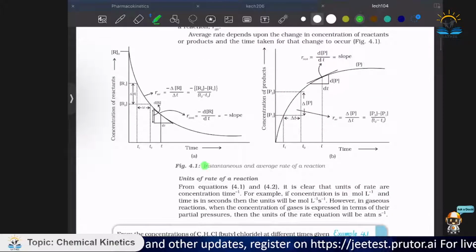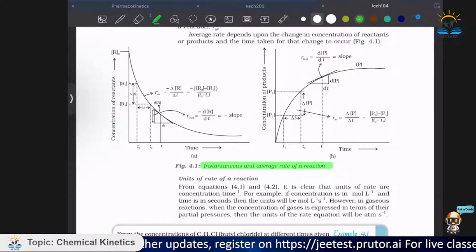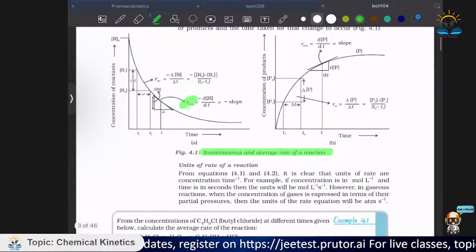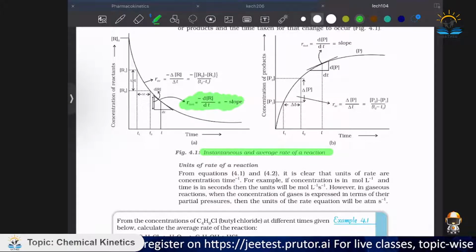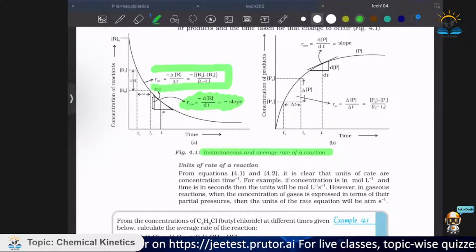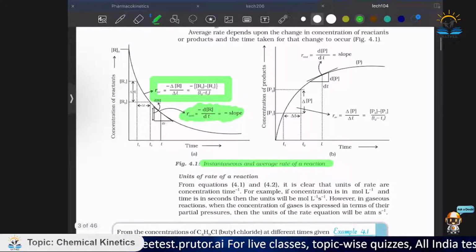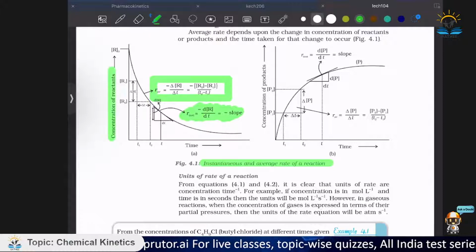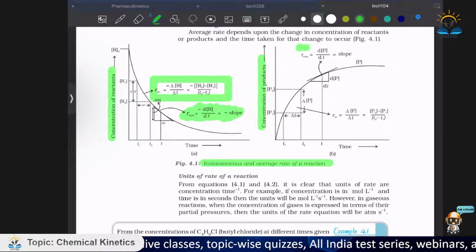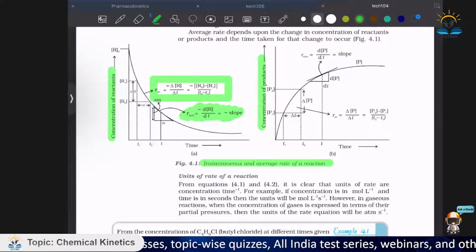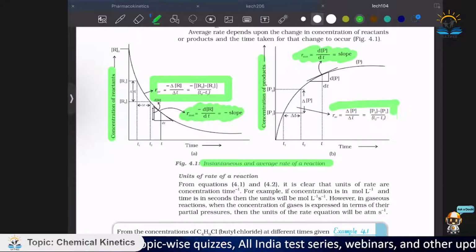This graph is important. They might ask what is instantaneous and average rate. For instantaneous rate, use the slope, and for average rate, use the change in concentration divided by change in time. Okay, both of these are slopes. This is concentration of reactant, this is concentration of product. Use the same concept to find out the rate in both of them.